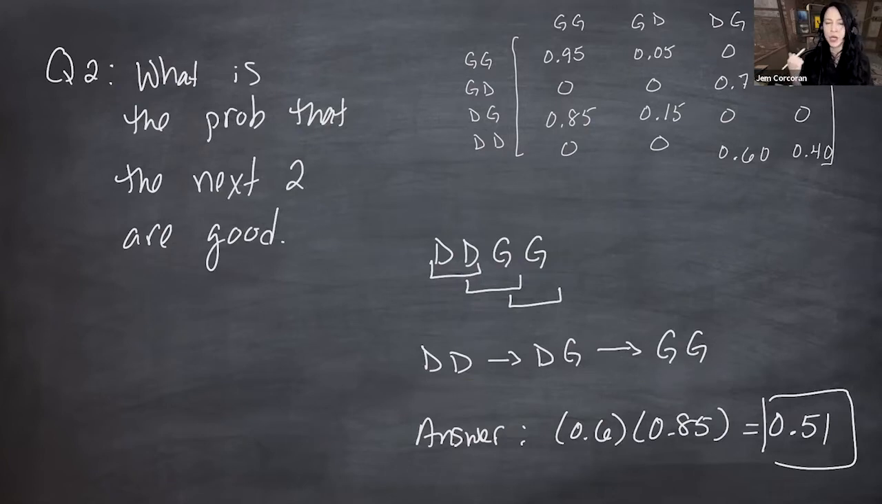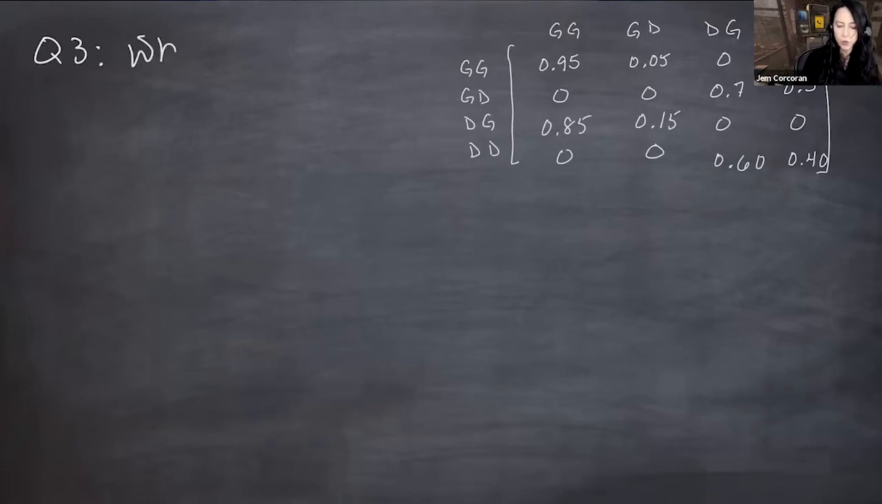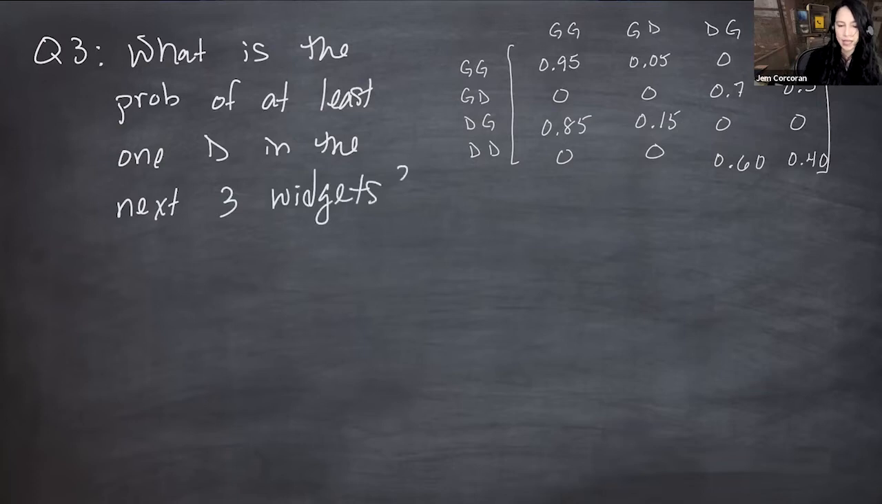So I have one more question going with this problem. Question 3, again starting defective, defective. I want to know the probability of at least one defective in the next 3 widgets. So it looks like this: defective, defective, and then there are 3 things. And we want to know the probability, oh, sorry, that had some lag. The probability there's at least one defective in there.